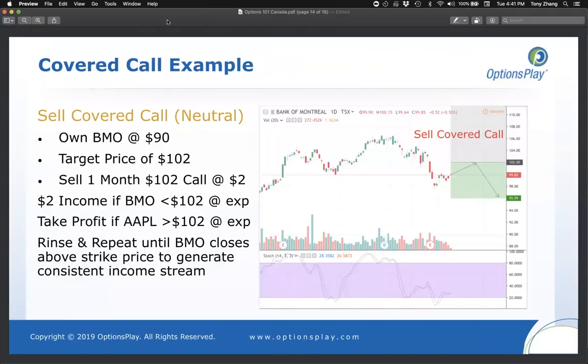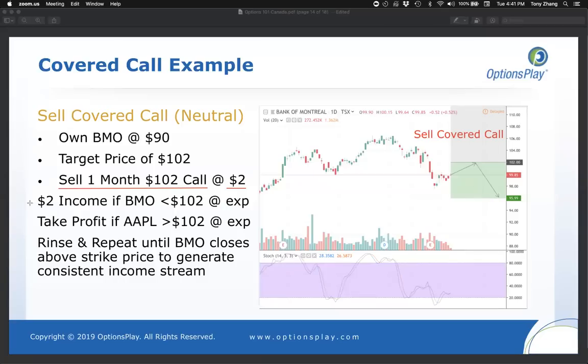So here in the example, let's say I own BMO stock. Let's say I bought the stock at $90 a few months ago, and I have a target price of 102. So what I do is I sell a 1 month 102 strike covered call. Let's say I collect $2 for that call, and now I have two potential outcomes. So in a month's time, either the stock is above 102 or it's below 102.